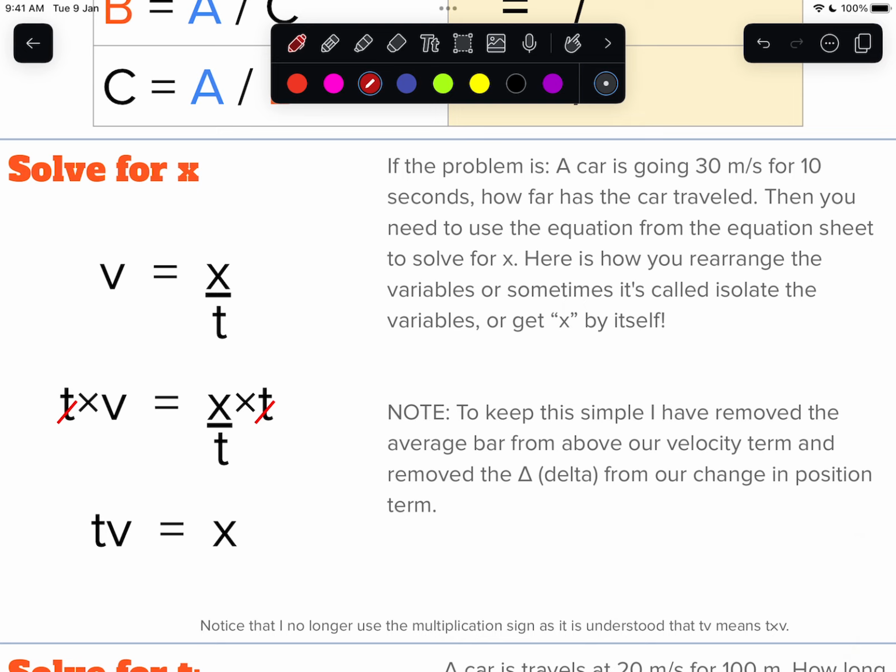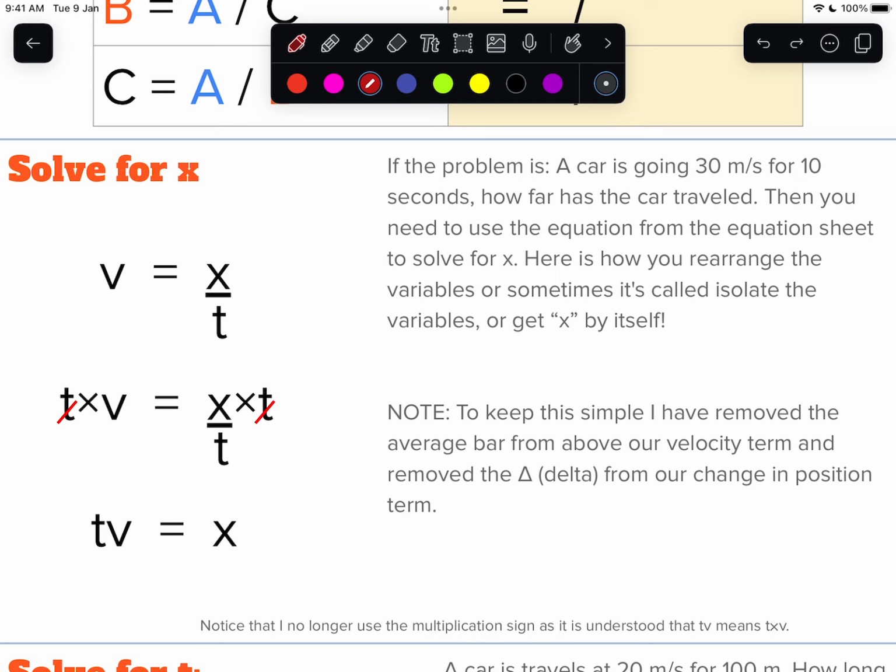So I took off my deltas, right? Because usually we have a delta here, usually have an average velocity here, but just to make this as simple as possible, I decided just to take off those. But if you do have a triangle there, a delta or an average bar, that sticks with that variable the entire time. If the problem is a car going 30 meters per second for 10 seconds, how far has the car traveled? Then you need to use the equation from the equation sheet to solve for x.